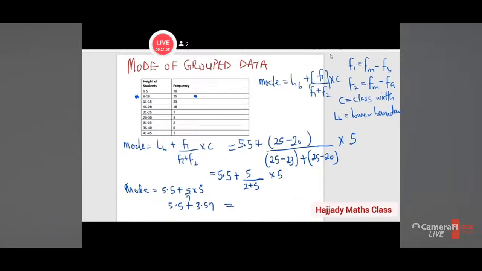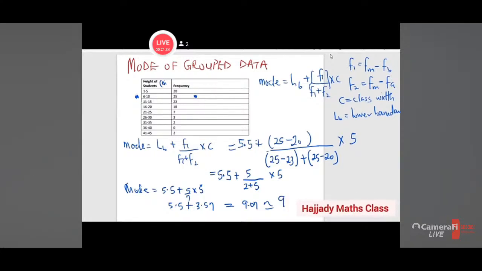So the mode is going to be 9.07, and approximately my mode is going to be 9. So that will be the height of the student, if the height of the student is in meters, or any unit the height of the student is. So we're going to have the same thing here. So this is what I just have.